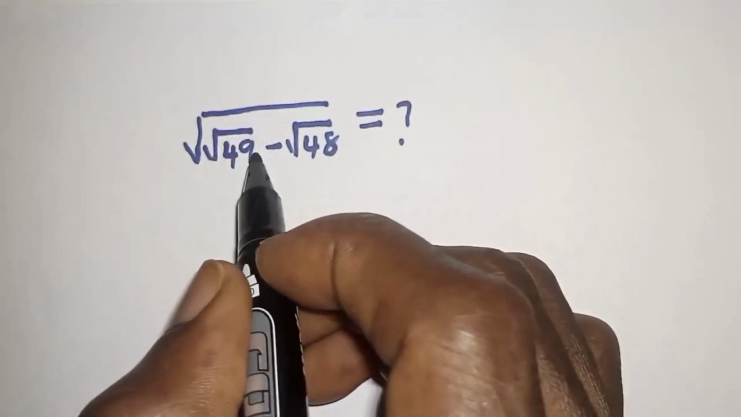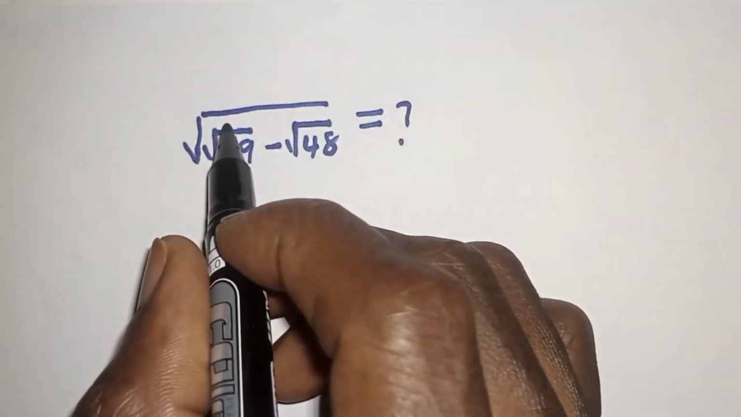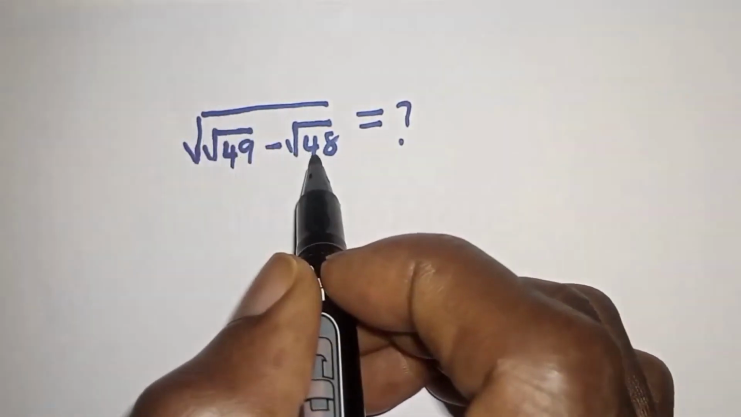Square root of 49 minus square root of 48 is equal to what? We want to evaluate this nice math problem. Square root of 49 minus square root of 48.